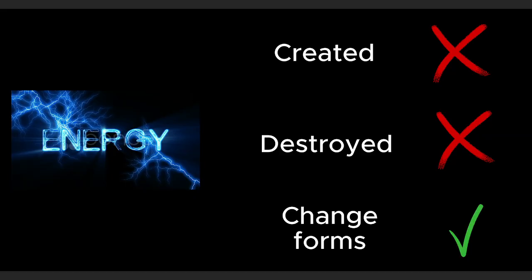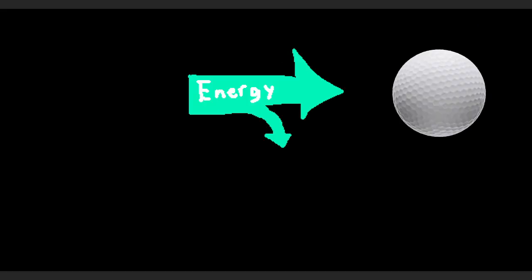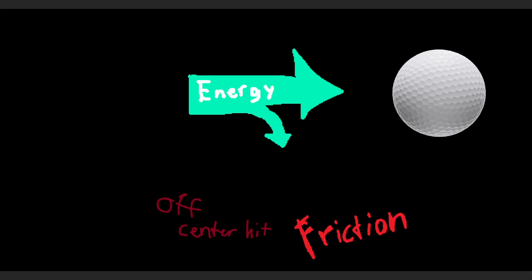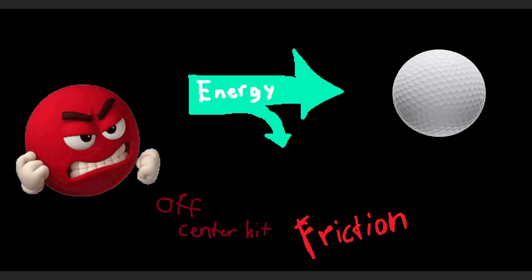In a nearly elastic collision, most of this kinetic energy is transferred from the club to the ball. According to the law of conservation of energy, energy cannot be created nor destroyed, only transferred or converted into other forms. In golf, energy can be transferred in less desirable ways due to friction, off-center hits, and poor swing mechanics, reducing the energy delivered to the ball.